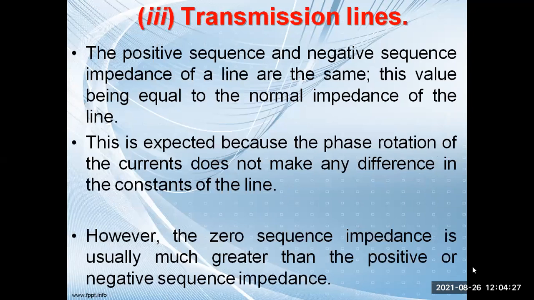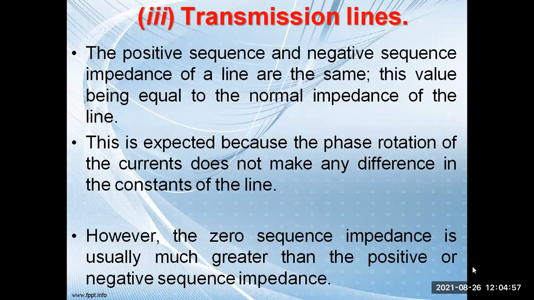Now, next is the transmission lines. We discussed a few minutes back that the positive sequence and the negative sequence impedance of a line are the same, these values being equal to the normal impedance of the line. This is expected because the phase rotation of the currents does not make any difference in the constants of the line. So for the transmission line, both positive sequence and negative sequence impedances are equal. However, the zero sequence impedance is usually much greater than the positive or negative sequence impedance.